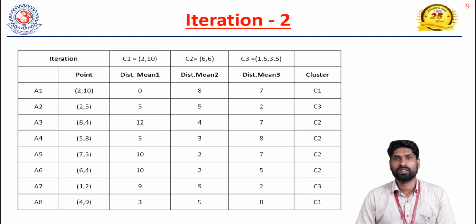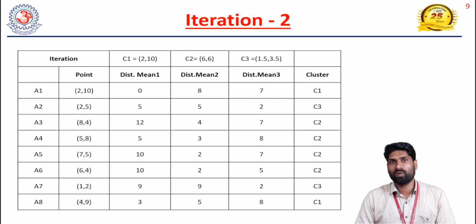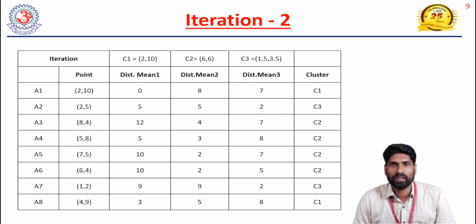When the cluster center is changed, earlier this point was assigned to C2. Now see, the distance between A8 and C1 has not changed, but the distance between A8 and C2 has changed. It becomes 5, and between C3 and A8 it becomes 8. In this row, you can see that the least number is 3, right? So this time, after the second iteration, a change has happened. The point A8 is assigned to cluster center C1. That is the major change we can see in this particular iteration.